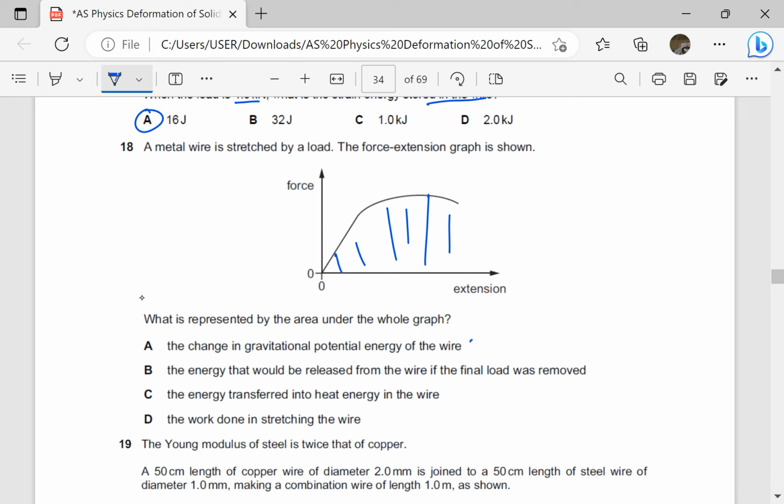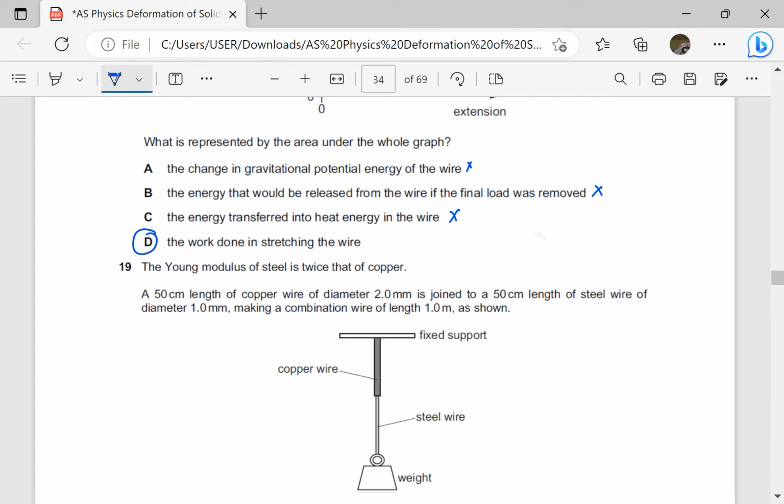So the change in gravitational potential energy, not the energy that would be released from the wire if the final load was removed. That's not true. The energy transferred into heat energy. That's not true. The work done in stretching the wire. So the answer is going to be D.